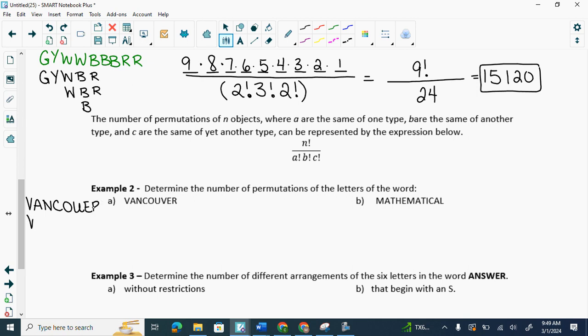V-A-N-C-O-U-V-E-R. And then you triple check, double check, triple check, that you haven't missed a double up or triple up letter, right? Because sometimes you write an R twice but don't realize you wrote it twice. You know what I'm saying? So I go to the question. I don't even care what the question is right now. I need to put a 2 factorial in the bottom.